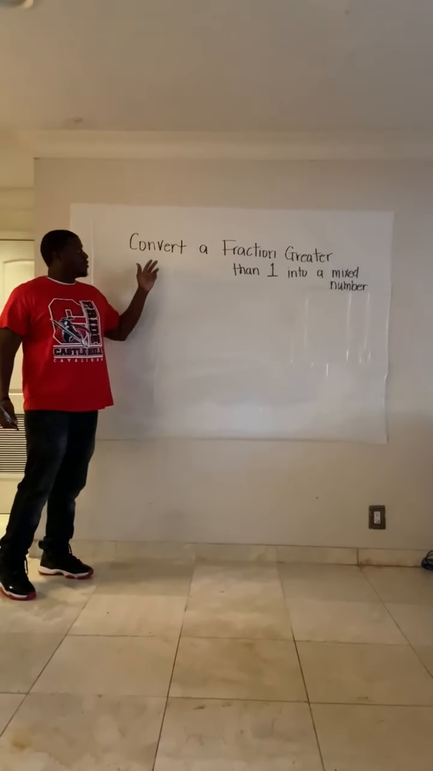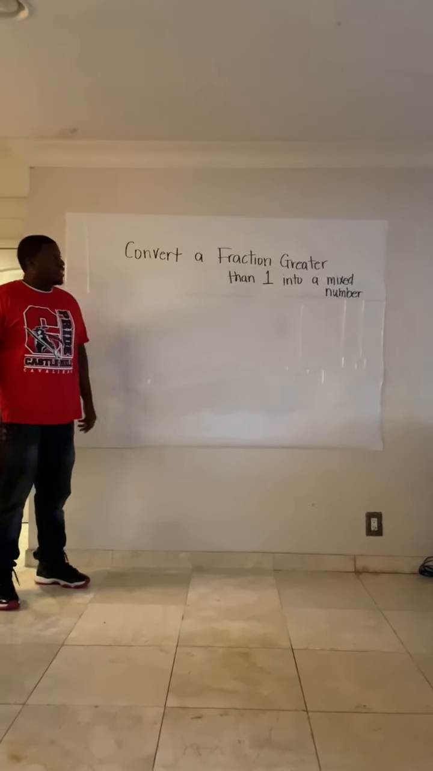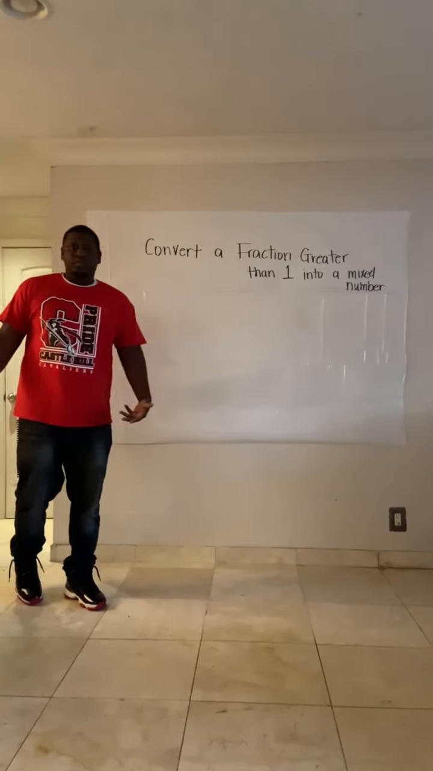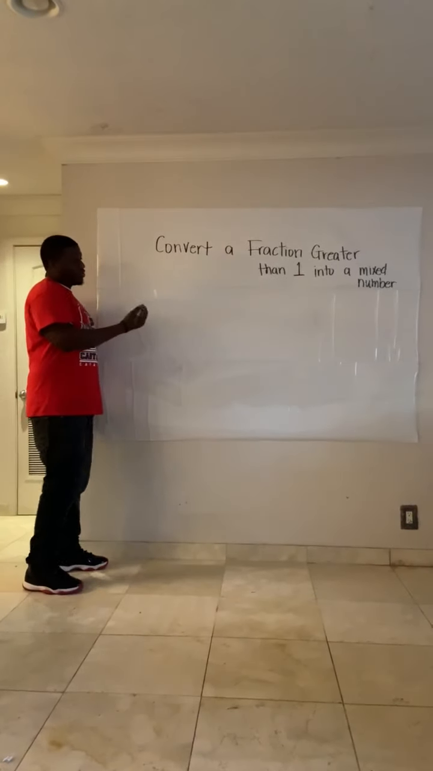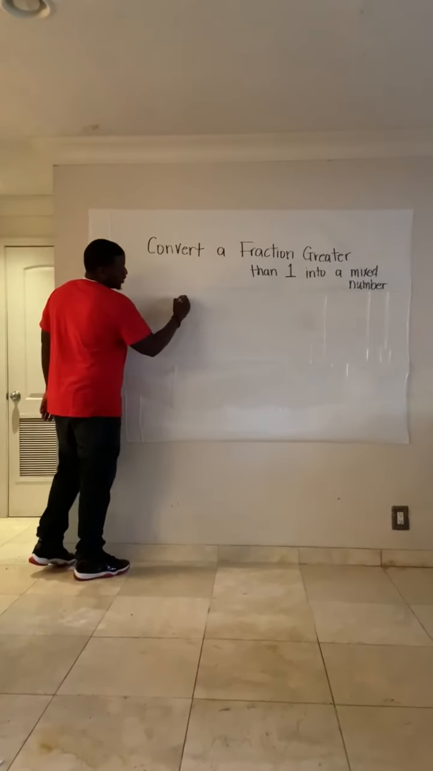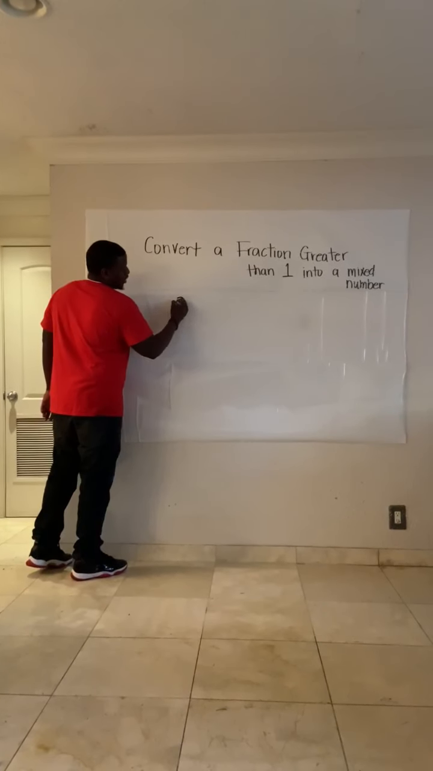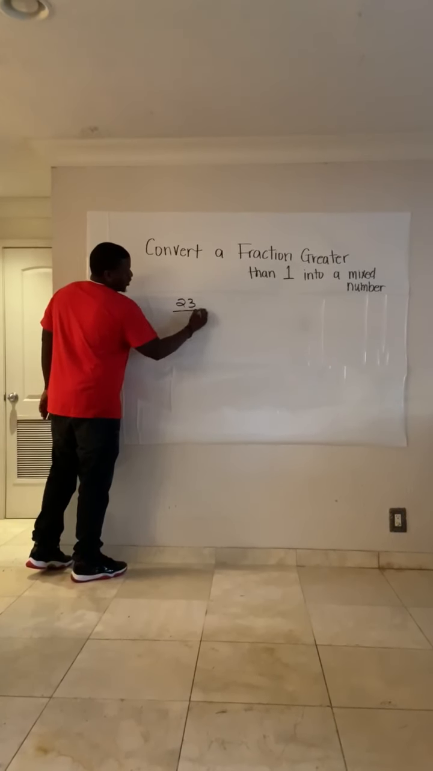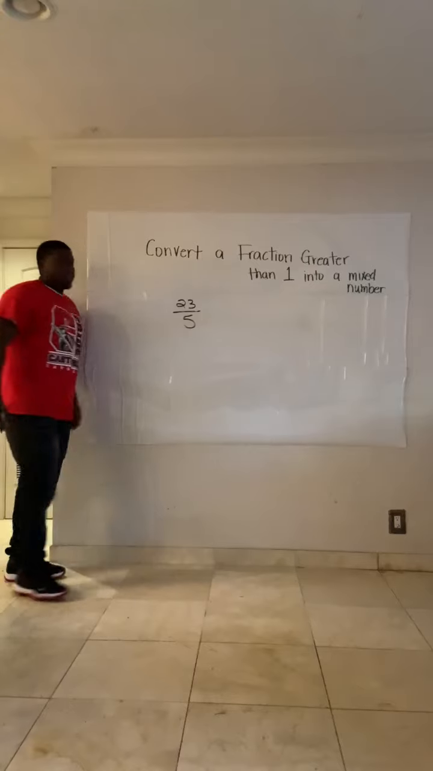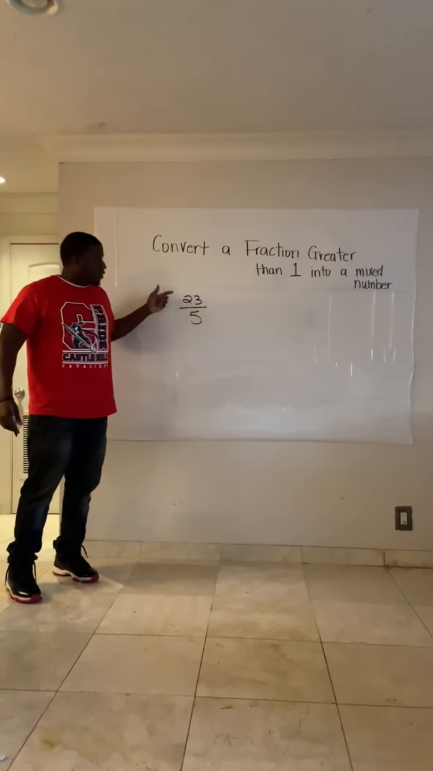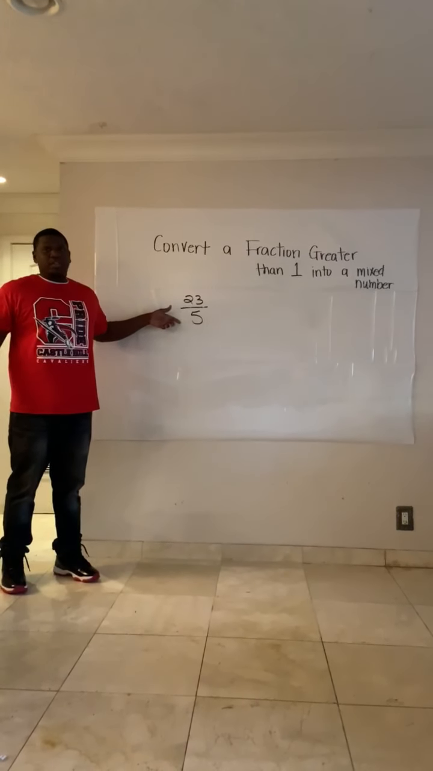The first thing we're going to do is convert a fraction greater than 1 into a mixed number. In order to do this effectively, we have to make sure that the fraction we have, for instance, 23 fifths, is a fraction greater than 1: the numerator has to be greater than the denominator.